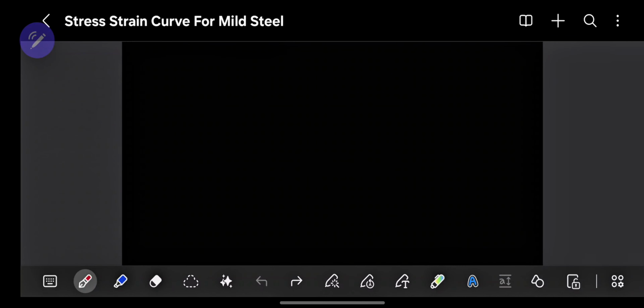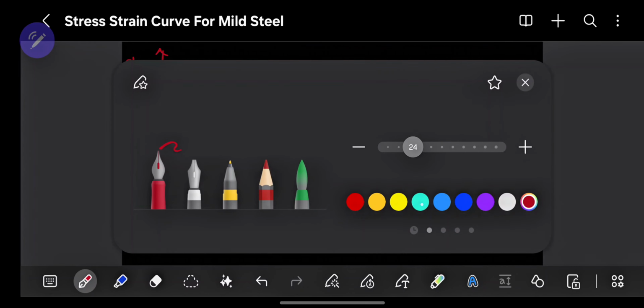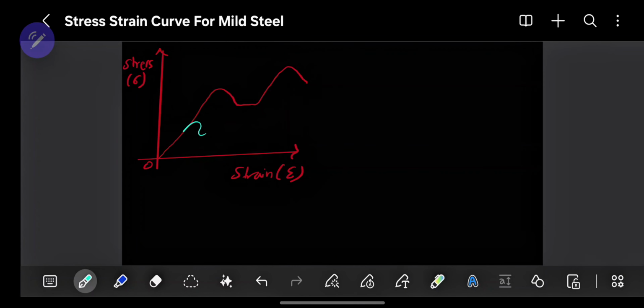So the stress strain curve for mild steel. First we need to draw the curve. Here in the x-axis we draw strain, and in the y-axis we have to assign the stress. The curve for mild steel looks like this, and here we need to divide it into various segments: A, B, C, C dash, D, E and F.